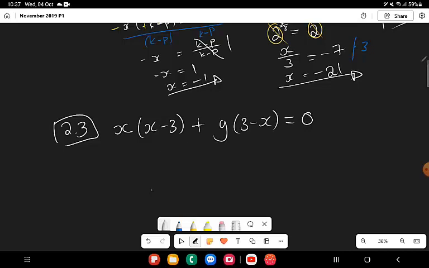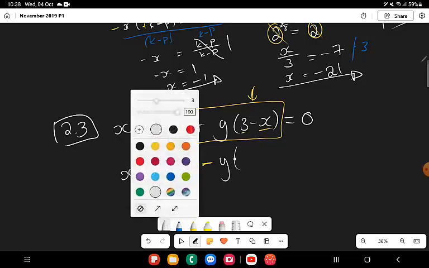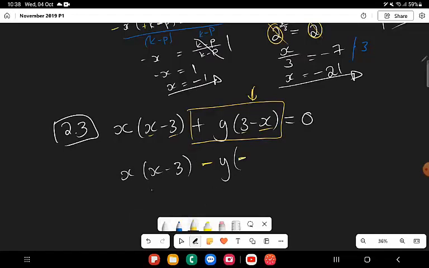You see similarity here, right? You see x and minus 3, 3 and minus x. So let's change the sign in the second one, in order to make this bracket look the same as the first one. We're going to say it's x minus 3, that stays the same. Then minus y, minus 3 plus x equals 0.